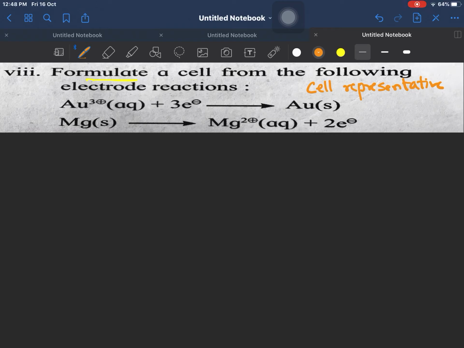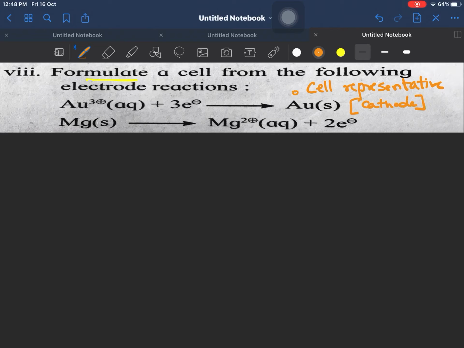These are the basic rules, and once you have written the anode, then you go for cathode, and in cathode write the electrolytic solution first, followed by the electrode. Now what do you see here in this reaction? Gold Au plus 3 is undergoing reduction to 0 state. That means this is the cathode.